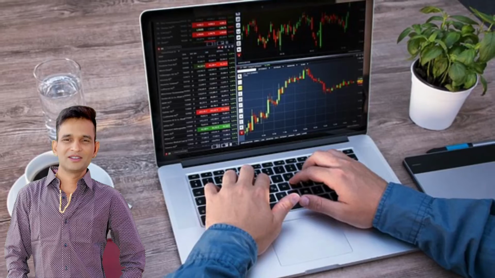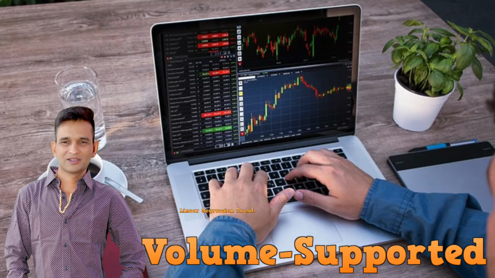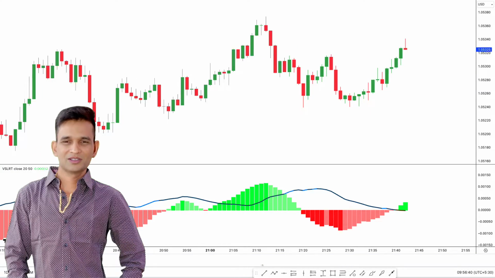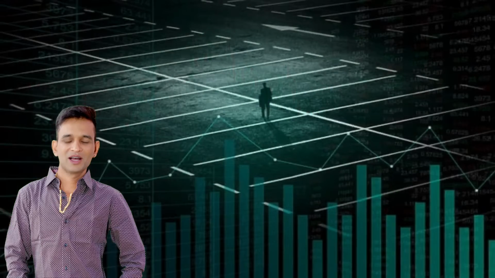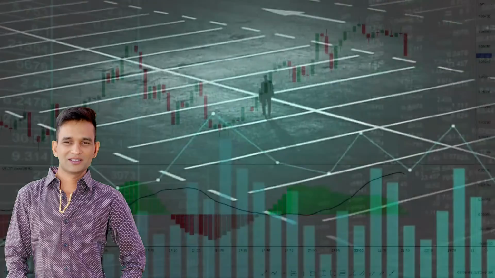The indicator we're discussing here is known as VSLRT, which stands for Volume-Supported Linear Regression Trend. This indicator is designed to go beyond traditional trend-following indicators, such as moving averages, by incorporating both price and volume data to determine market trends.